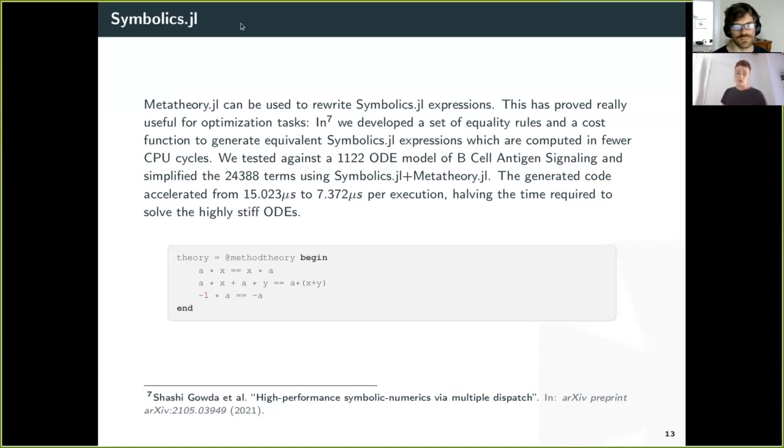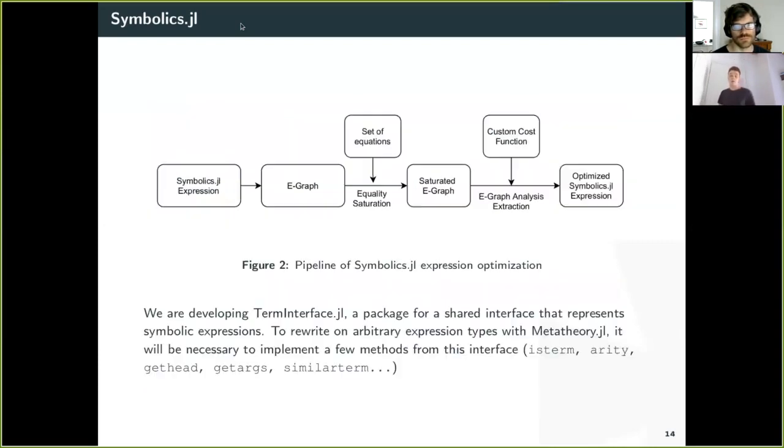And we published this result in a paper, which is going to be published at ISSAC, the conference about symbolic mathematics. Going ahead, how does the pipeline work? It's really simple for the user. We take a Symbolics.jl expression, we transform it into an E-graph, and then we apply equality saturation with the set of equations, and we saturate the E-graph. So we add information, we add equivalences, we get many equivalent expressions. And then with the cost function, which tries to find the expression requiring the fewest CPU cycles to compute, we extract the most optimal expression.